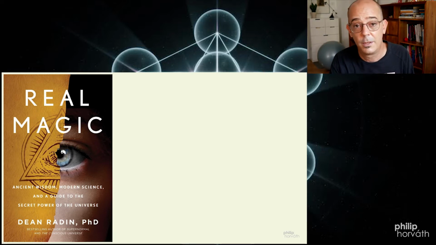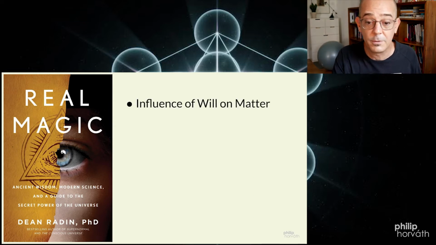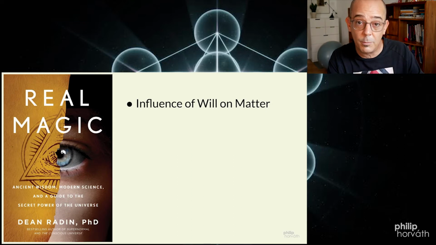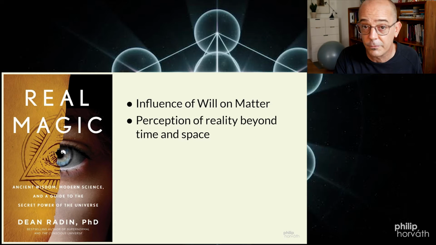Right? And in this book, he looks into 3 primary areas. He looks into the possibility of influencing will on matter, right? The influence of will on matter. Can we create reality in that sense? And I will focus on that today.